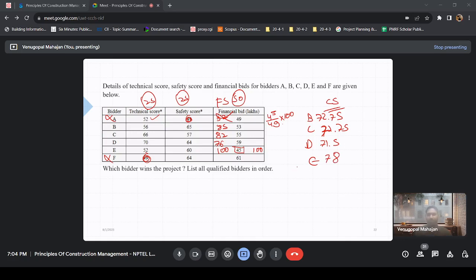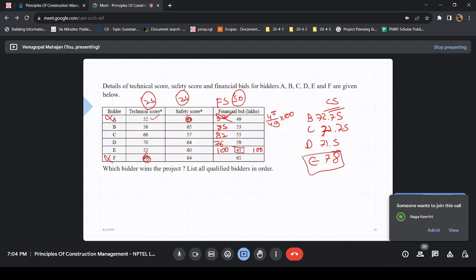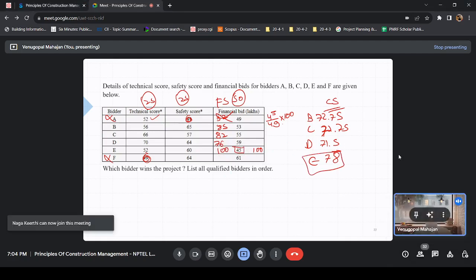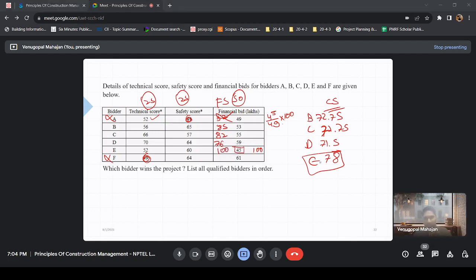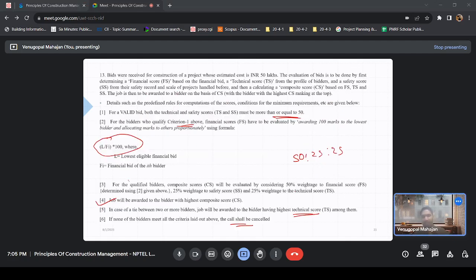Okay. So who wins the project? E. Okay. E wins the project. Right. Everybody agrees with this? I mean, in some cases, when we were discussing L1, the lowest score wins, but here the highest one wins. E having the highest composite score. Yeah. So let's go back to the terms. We awarded it to the highest composite score. There was no tie here, and everybody met the criteria. So, yeah, we'll award it to E.